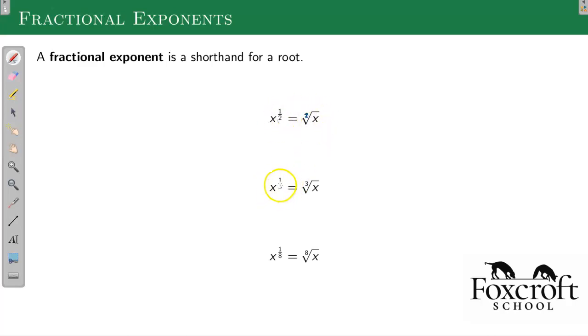X to the 1/3, that bottom number turns it into the cube root of x. X to the 1/8, that 8 becomes the 8th root of x. All right, so this is just our definition. A fractional exponent represents a root of a number.